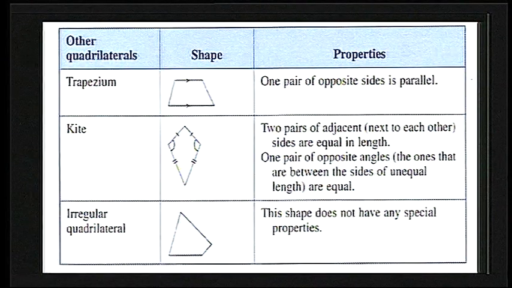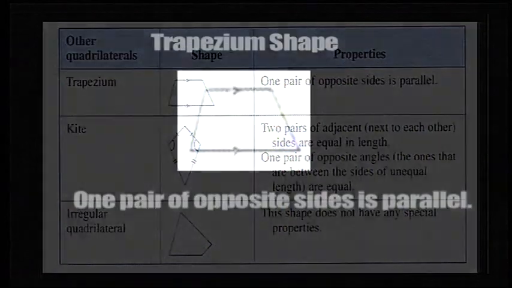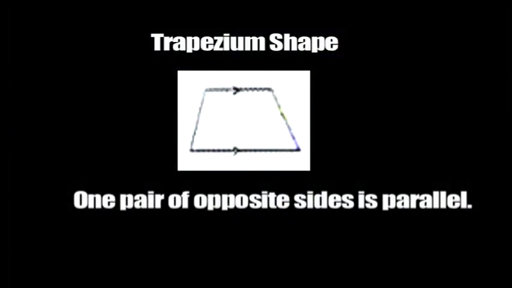Okay, on the screen, the other quadrilaterals which I have on the screen, there are 3 of them. The first one is a trapezium, and a trapezium shows you that one pair of the opposite sides is parallel. The two arrows pointing towards your right-hand side show the parallel sides of the shape, and it's known as a trapezium.